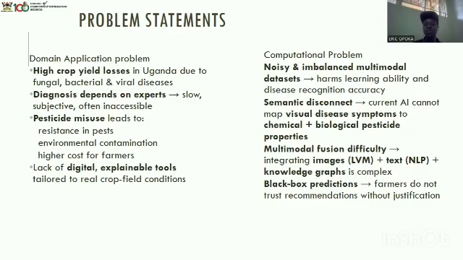So next we have the computational problems. We have 4 main ones also. First, noisy and unbalanced multimodal datasets. In this case, our system works with almost 4 to 5 main different models. The first one is the vision transformer, where getting the images was so hard. In one case, you can get images with a biased dataset, meaning some crops have too many images compared to the rest. In this case, it harms the learning accuracy.